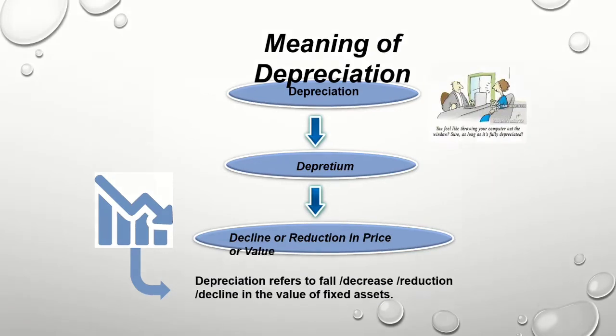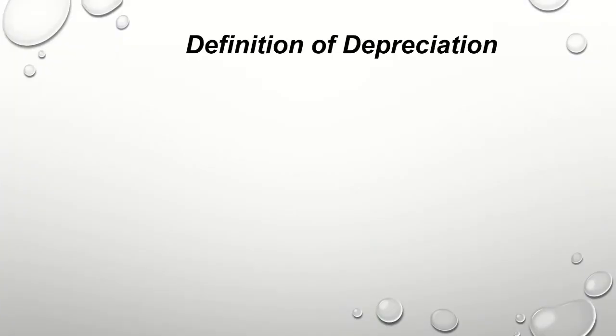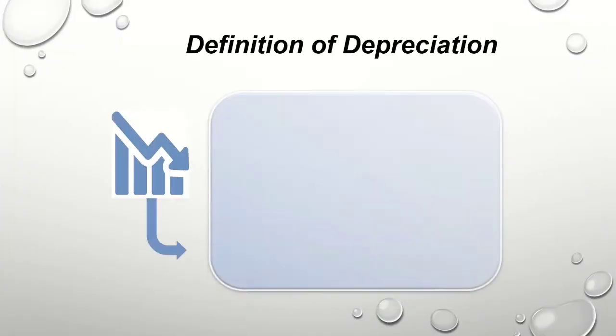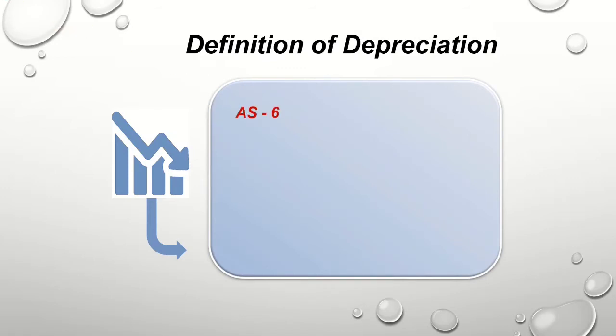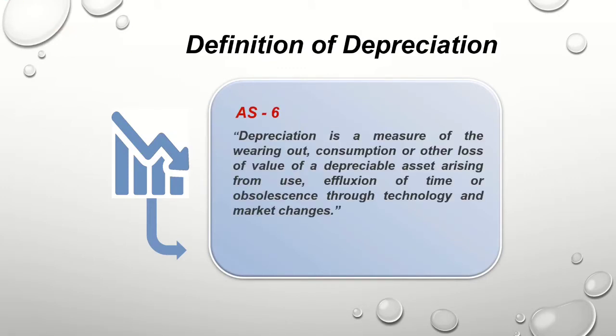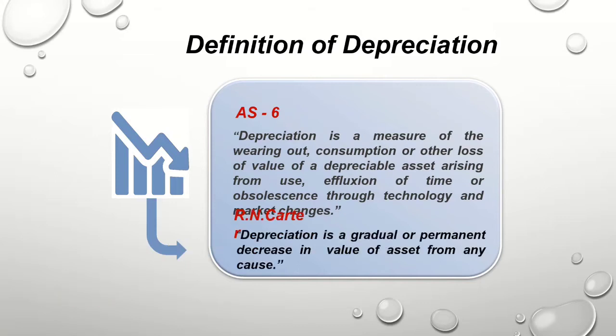Next, we'll see the definition of depreciation. According to Accounting Standard 6, depreciation is the measure of wearing out, consumption or other loss of value of depreciable assets arising from use, effluxion of time or obsolescence through technology and market changes. R.N. Carter defines depreciation as a gradual or permanent decrease in value of assets from any cause.